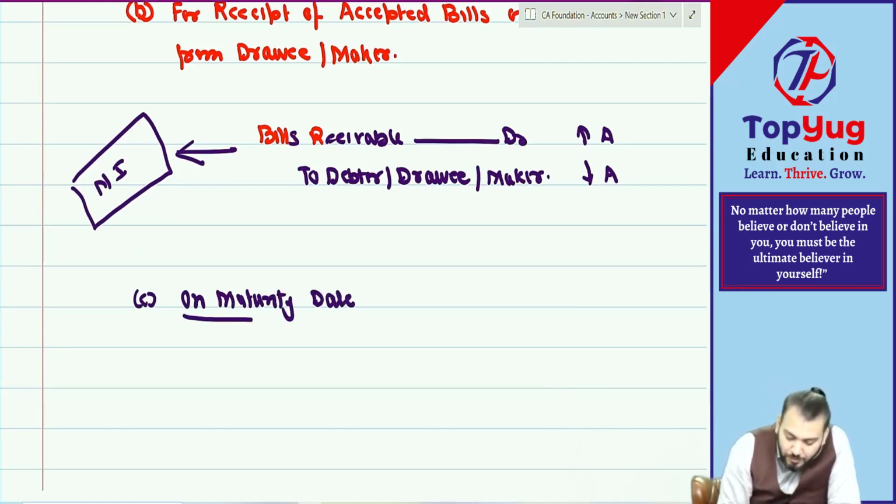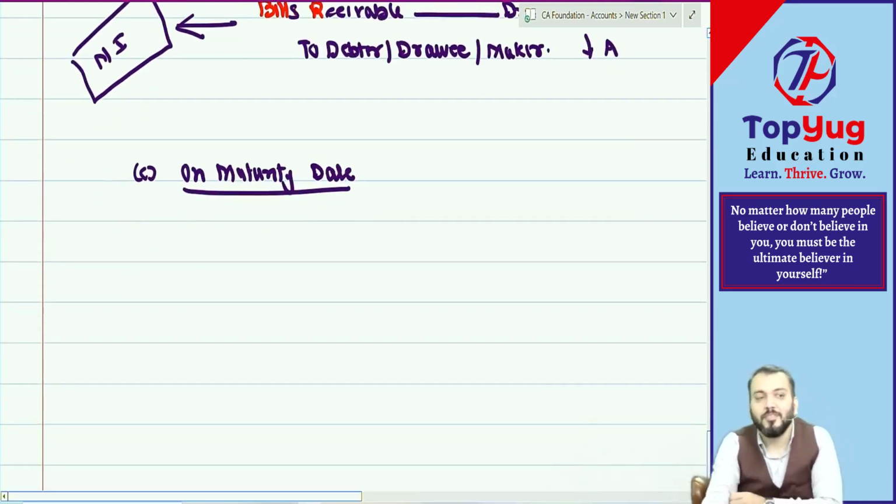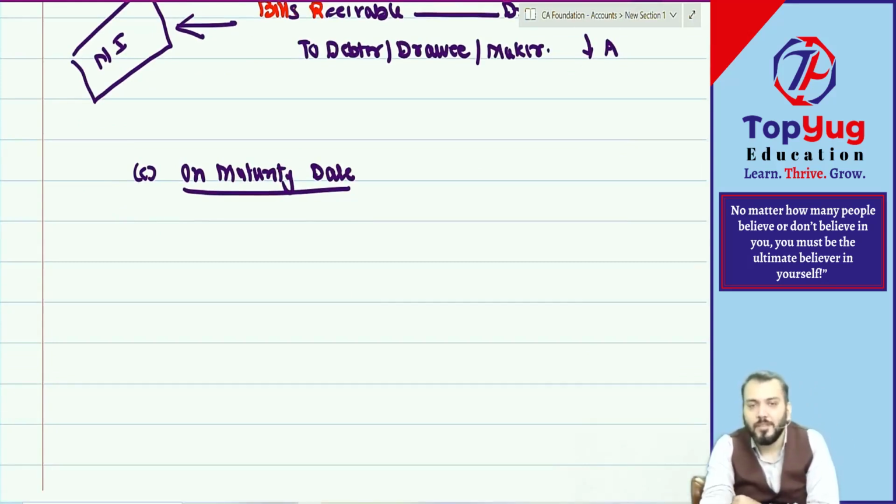Correct. But what will Ram do? Ram will present the bill to Sita for collection of the amount. Now either Sita may be good or bad. Sita can either honor the bill. We say honor the bill, meaning respecting the bill. Honor the bill means she will pay.